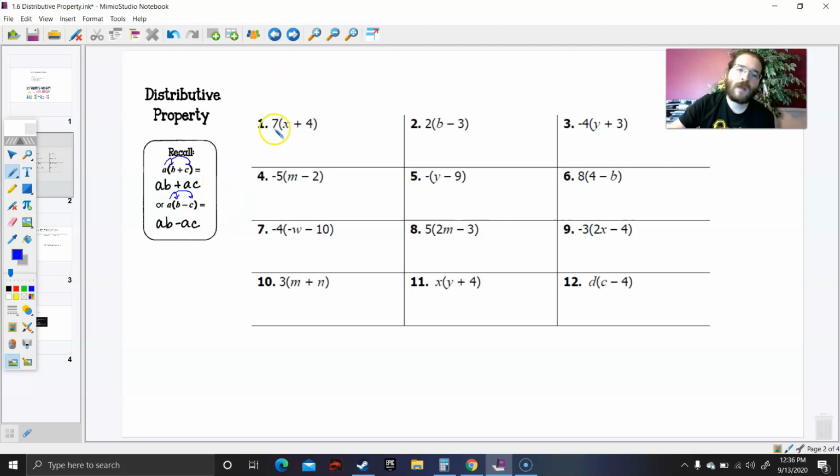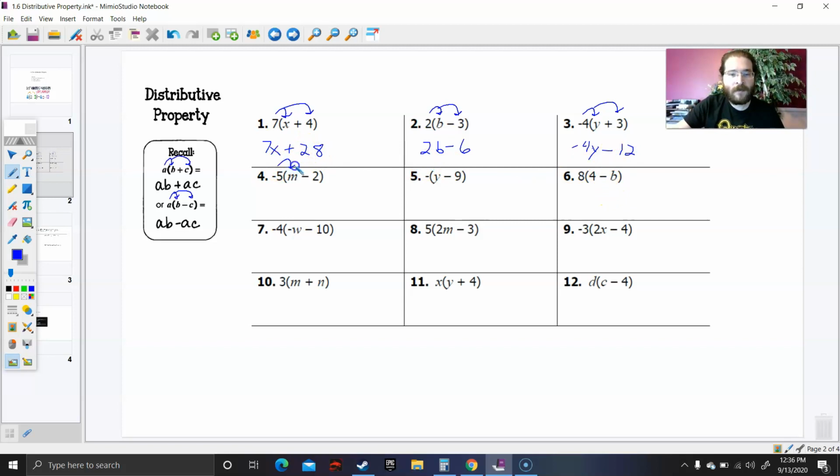All right, so number one, distribute 7 times x, 7x. 7 times 4, we get 28, so plus 28. All right, number two, 2 times b, 2b. 2 times negative 3, negative 6. All right, negative 4 times y, so we get negative 4y. Negative 4 times a positive 3, we're going to get a negative number, so we have negative 12. So we can just do minus 12.